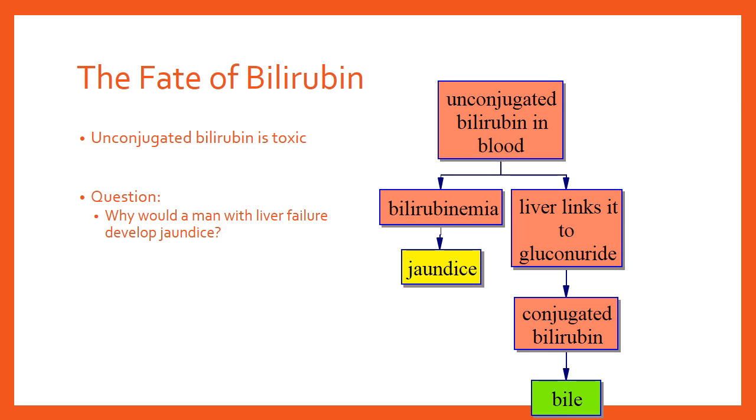Again, the question is very complex here. Why would a man with liver failure develop jaundice? Because the liver just doesn't process the bilirubin, and it stays in the blood, accumulates, and is deposited in the tissues, and you can see it in the skin or sclera of the eyes.